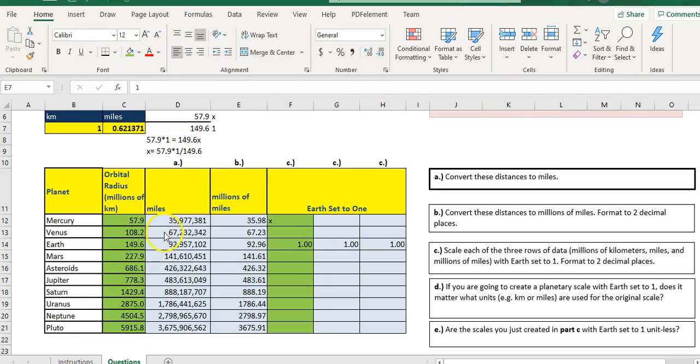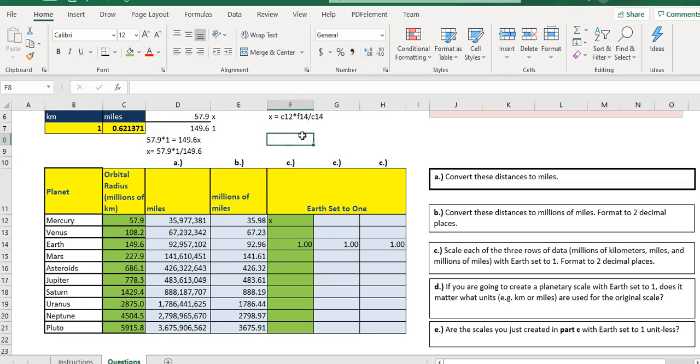All right, so now we're going to set up our cell references. So the 57.9 is actually located in cell C12. So x is going to equal C12 times the 1, which is located in F14, so F14, divided by, and the 149.6 is located in C14. So that's C14. Okay.